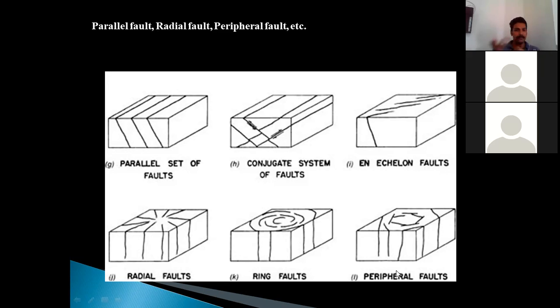We also have the peripheral faults, where peripheral means they encircle a certain area, because of which they have been named peripheral faults. Then we have echelon faults, where the faults are slightly overlapping each other. We also have conjugate faults, which are conjugating to each other. And we also have ring faults. They develop a ring type structure over the earth surface or over the rock. So they are classified on the basis of their morphological features, and hence they are classified as geometric classified faults.